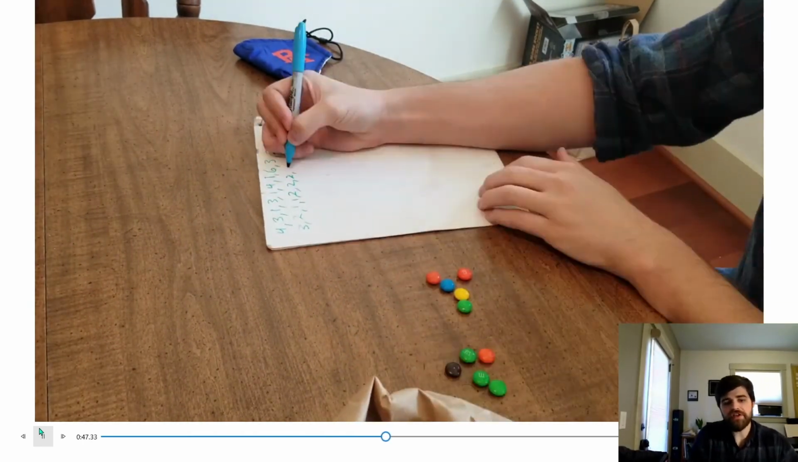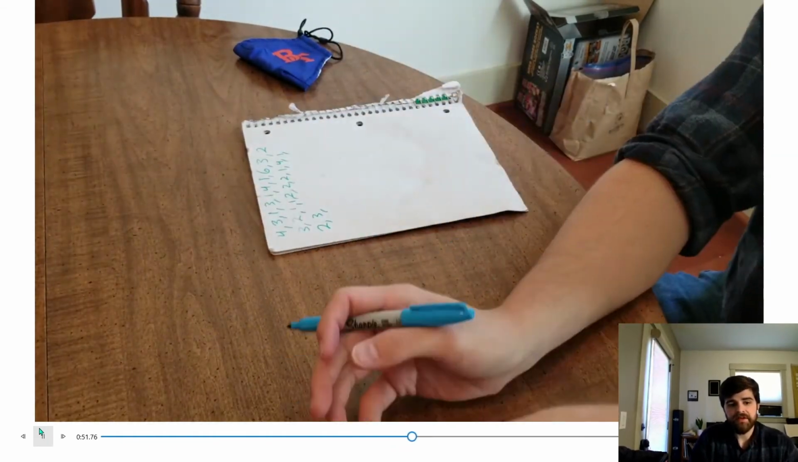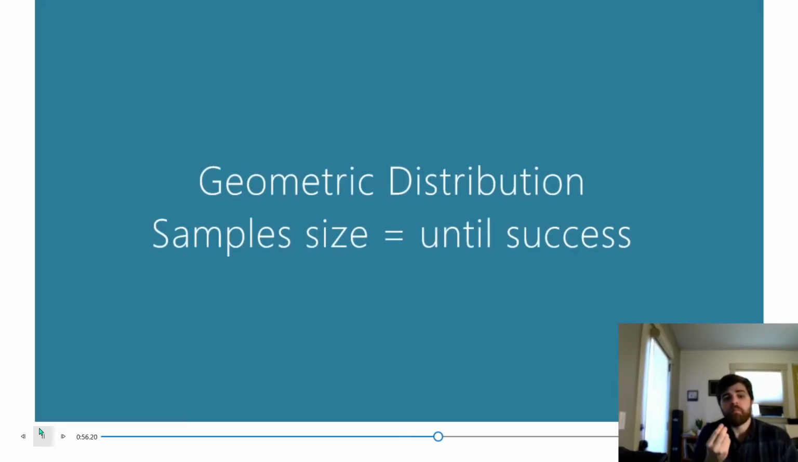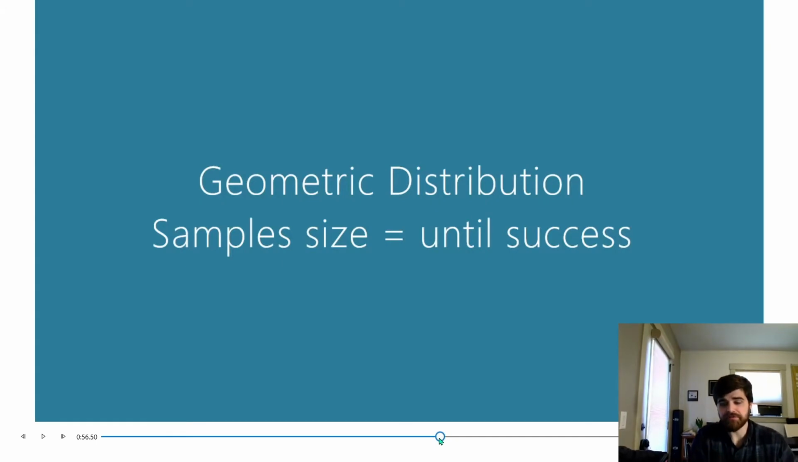And we have rough independence. Ideally, I would put all these M&Ms back and reshuffle every time, but there's hundreds of M&Ms in this bag, or at least there were. So we have roughly the same chance of success and independence on every trial.